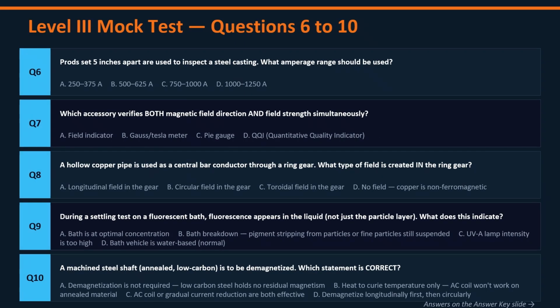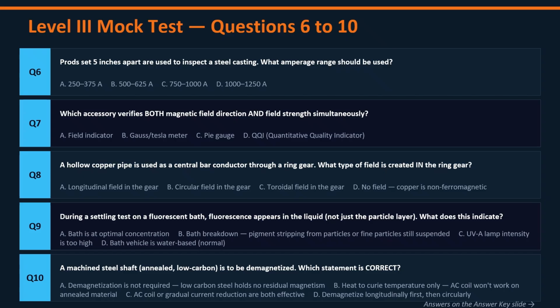The second group of questions moves further into field practice. For 5-inch prod spacing, the general guideline of 100 to 125 amperes per inch gives 500 to 625 amperes. This is a general training value, the governing procedure remains the controlling document. The accessory that verifies both magnetic field direction and strength is the QQI. A field indicator and a gaussmeter address field strength, while a pi gauge is primarily used to evaluate direction.